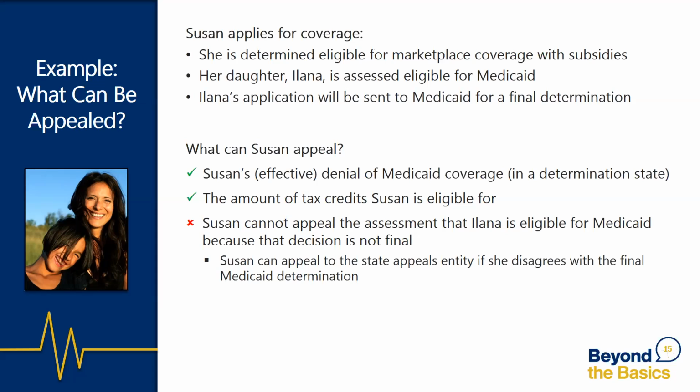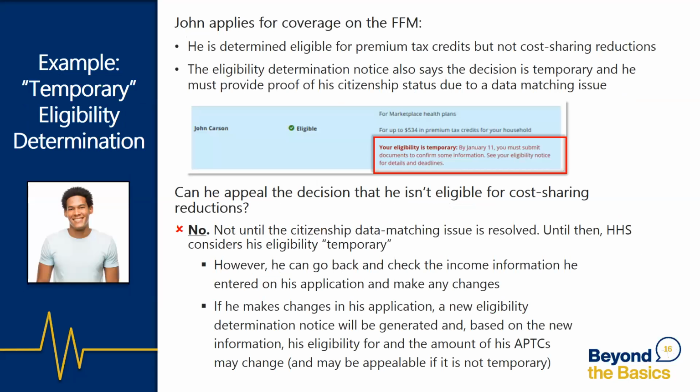If the state says no, then Susan could either appeal that decision with the state Medicaid agency, and then if they deny it, it could come back to the marketplace. So that's our first example. Here's our second one, and this gets a little bit into temporary decisions, which are usually not appealable.